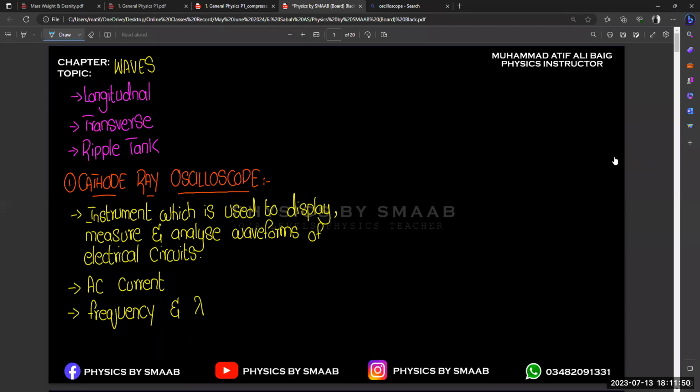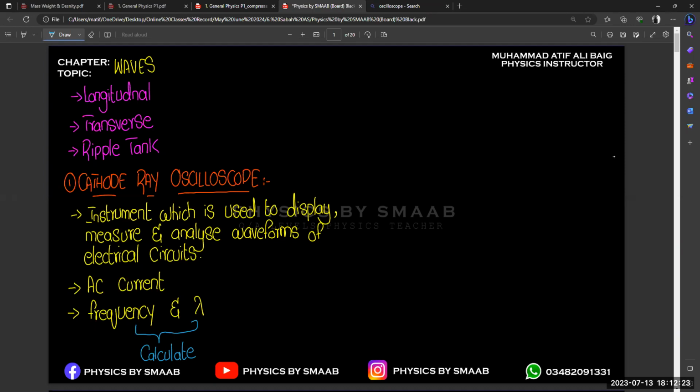Any confusion till now? Yeah. Why did you write frequency and wavelength after AC current? Like, what was the context? Basically, the concept of writing frequency and wavelength is to calculate the frequency and wavelength using CRO, right? So we are going to calculate frequency or wavelength, or to record values of frequency and wavelength using CRO. So that is the concept. Okay, I got it.